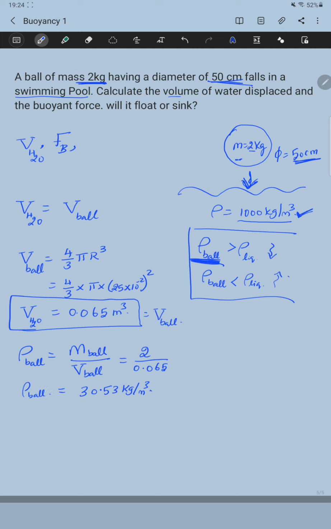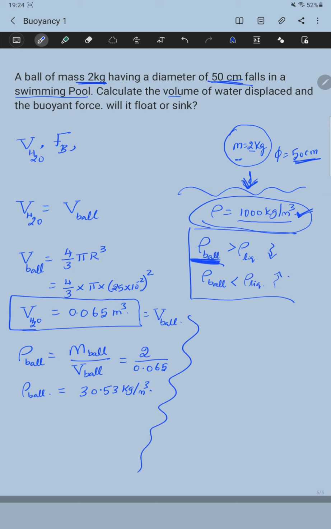Now, what do you guys think? Do you think that the ball will float or sink? Yes, you're correct. It will float, because the density of water is 1,000 kilograms per meter cube, and this is only 30 kilograms per meter cube. So it is much lighter compared to water. So it will float for sure.